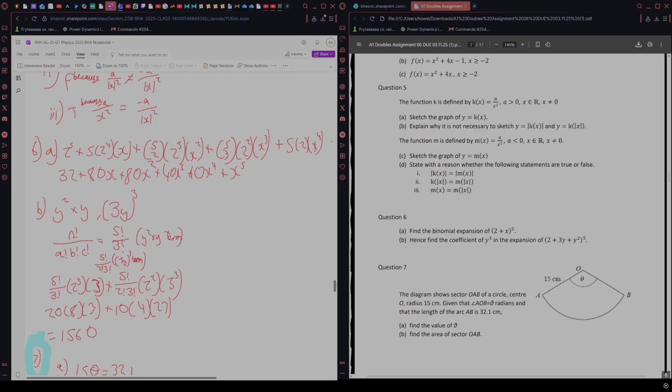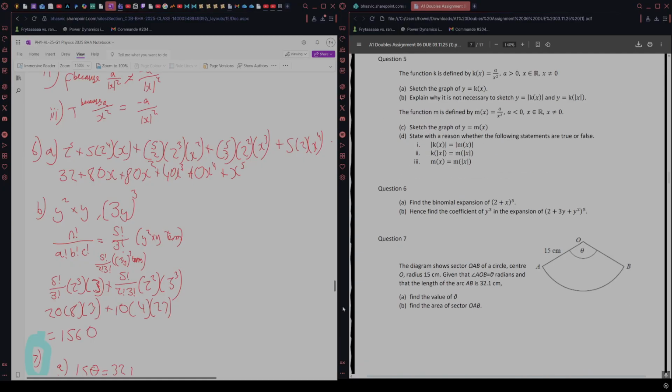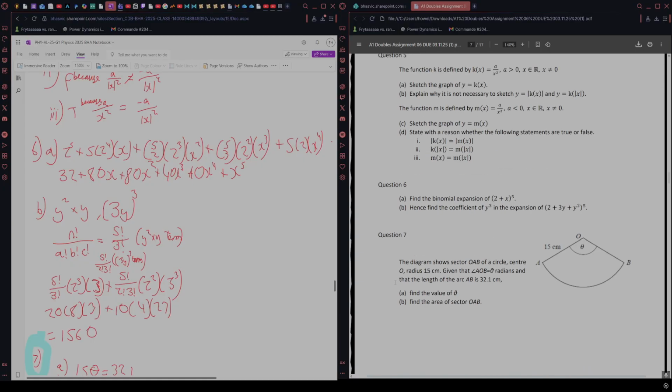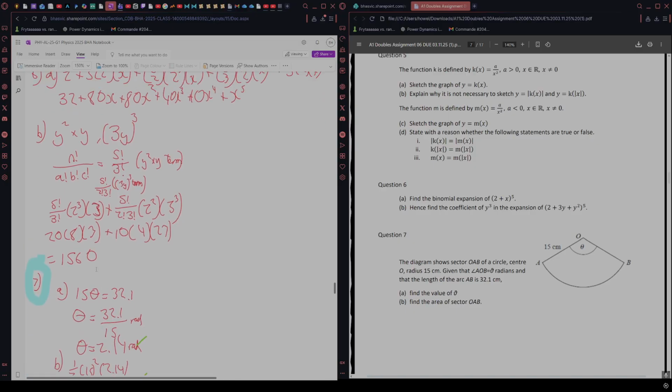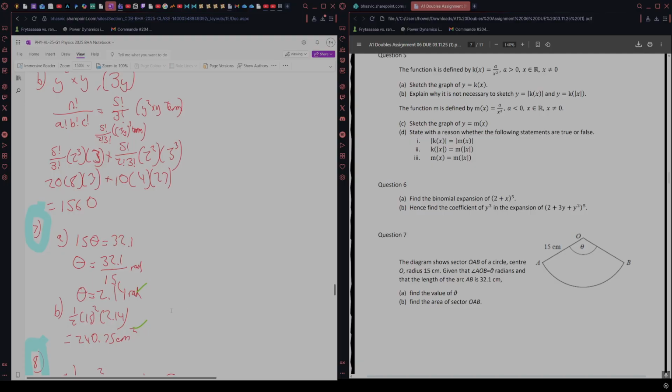And for the next question, we have just some radian stuff, so now a bit simpler and just a bit more chill from all this function stuff. Firstly, it's just a sector. We're finding the value of theta. We know that the arc is 32.1, and we know that r theta equals L. So we just know that 15 theta equals 32.1. We can find theta pretty easily. Then finding the area of the sector, just half r squared theta, just normal formula stuff.